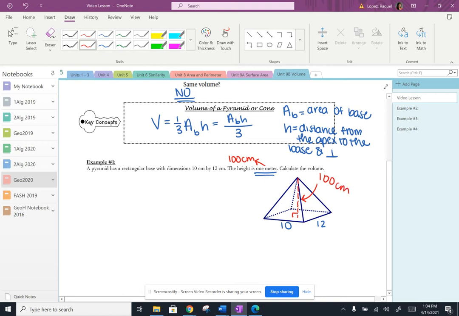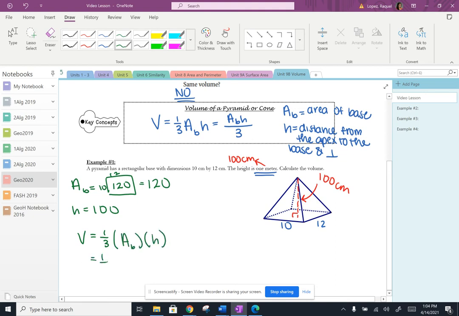Okay, so now they want us to calculate the volume. Before we do that, let's figure out the area of the base. The base is a rectangle with dimensions 10 by 12, so the area is 120. The height, we already know, is 100. So we're going to stick these numbers into our formula. I like to do 1/3 times the area of the base times the height. So that's 1/3, the area of the base is 120, and the height is 100.